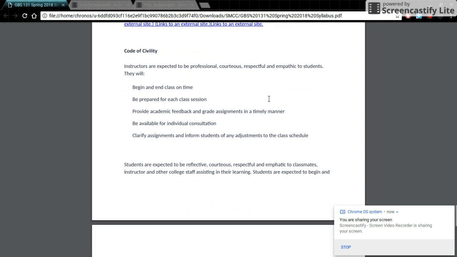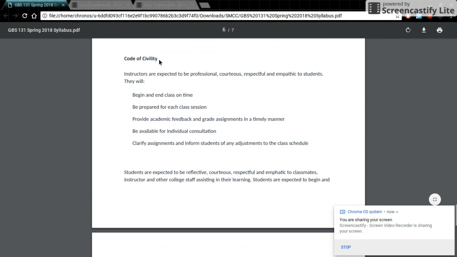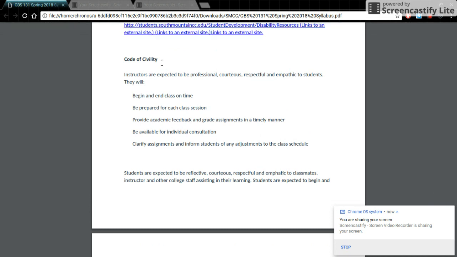And then last, the code of civility. So how you should act amongst the classroom, classmates. With everything being online, there still is civility that is needed. So what am I expected to do? I am expected to be professional, courteous, respectful, and empathic. In other words, compassionate or understanding to my students.